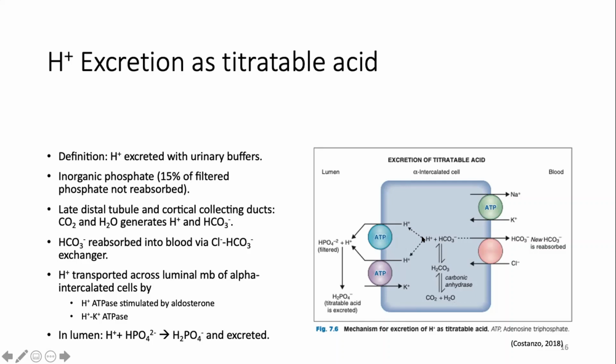So this H+ will then be secreted out into the lumen by either the H-ATPase or the hydrogen potassium ATPase, and this H+ will then combine with the inorganic phosphate to form the phosphoric acid, which will then be excreted. So for every reaction in which one H+ is excreted or secreted out, there will be one bicarbonate that will be generated, and this bicarbonate will of course be reabsorbed into the blood.